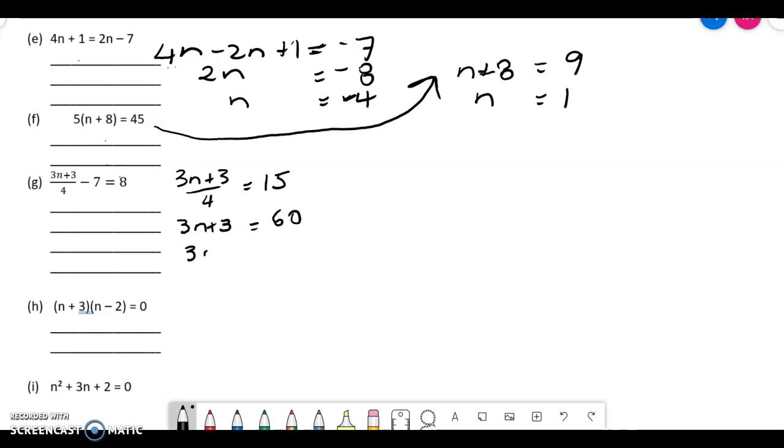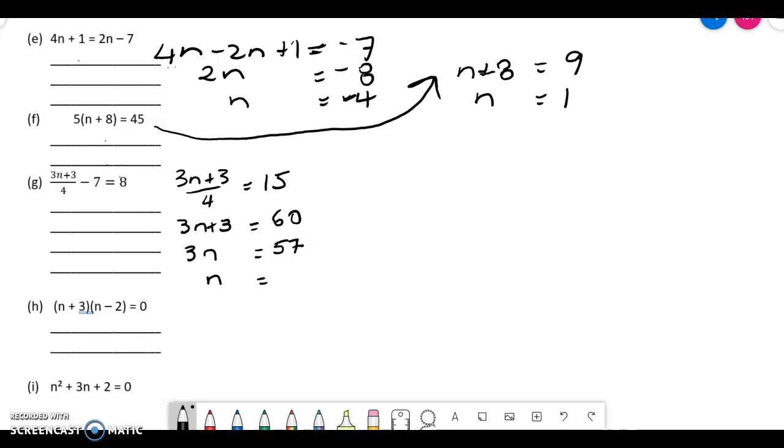Now we've got 3n. It was plus 3. To undo plus 3, take it across and minus it. 3 times n is 57. And a number, we're going to take the 3 to the other side and divide by it. n equals 57 divided by 3.